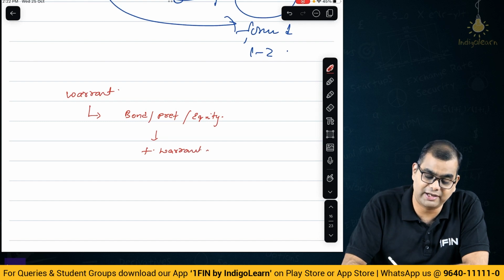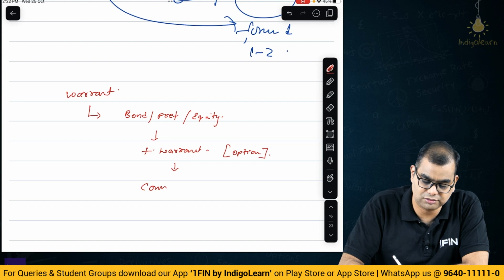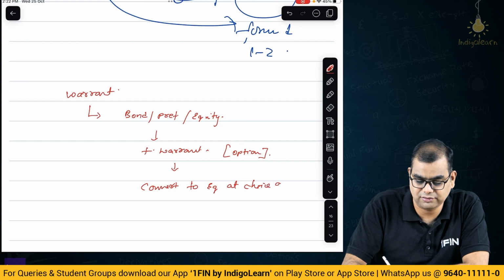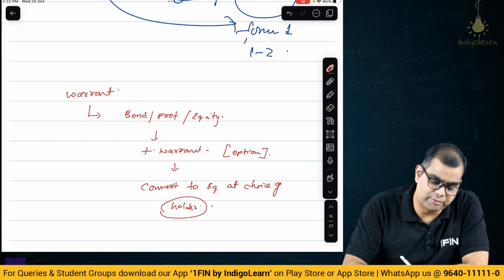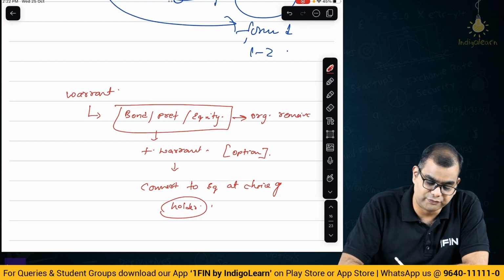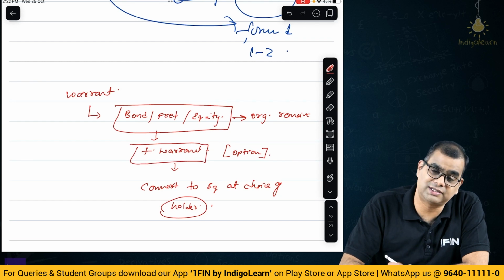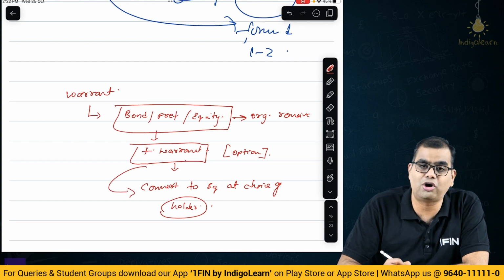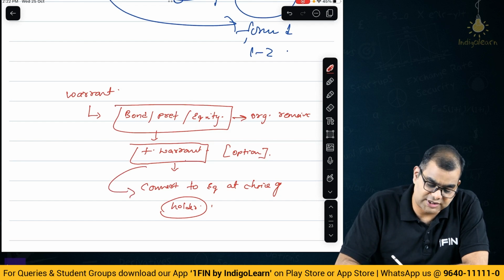And this warrant is like an option. At your choice, if you want, you can convert this into equity share. Convert to equity at choice of holder. So, in this, the original instrument will remain. There is our original security. There is a new security called warrant, or the security that is allotted along with the original security called warrant, that will entitle one to subscribe to equity.